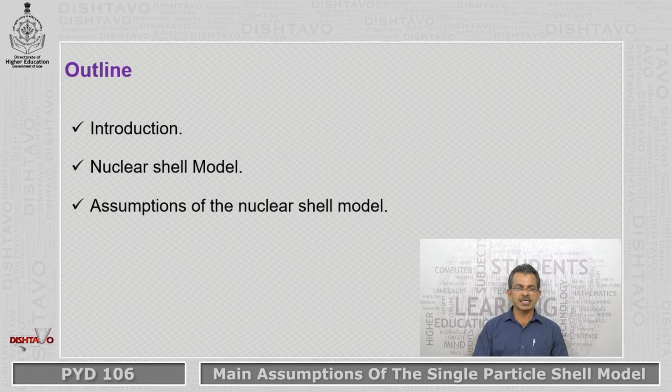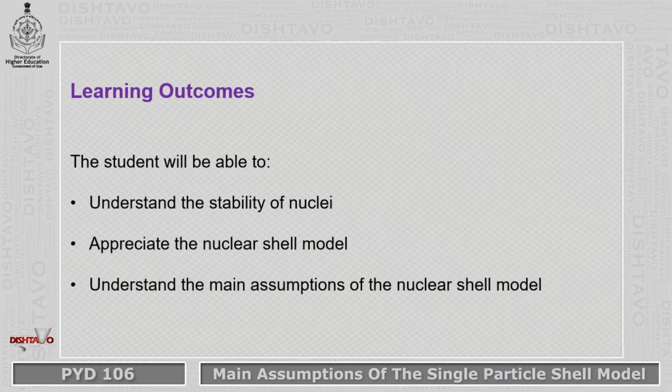The outline of this is first the introduction, followed by the nuclear shell model and the details about the assumptions of the nuclear shell model. At the end of this course, the student will be able to understand the stability of nuclei. They should be able to appreciate the nuclear shell model and understand the main assumptions of the nuclear shell model.